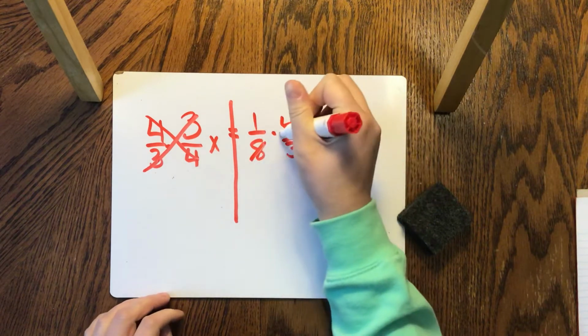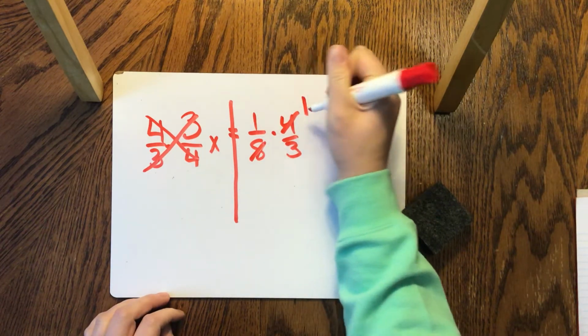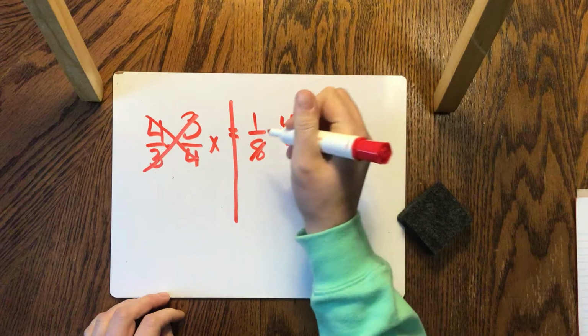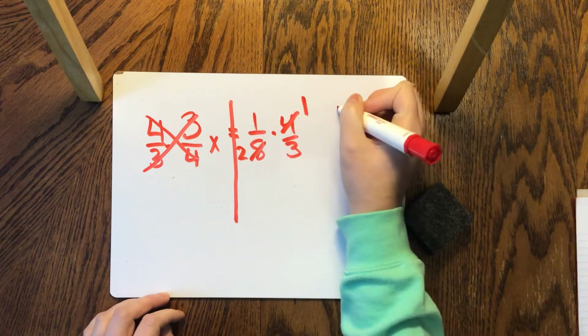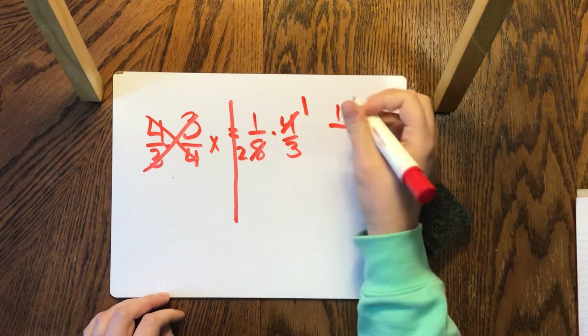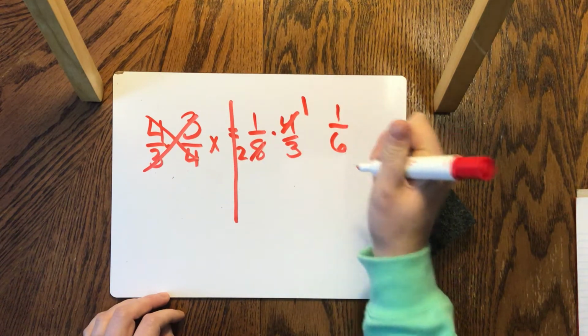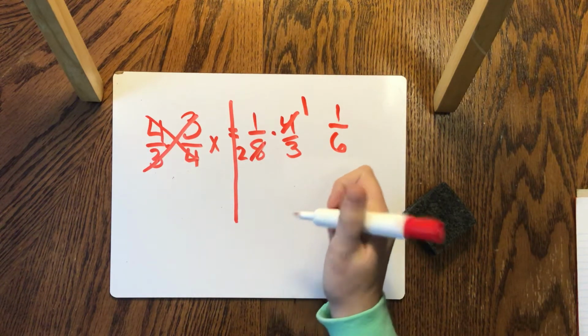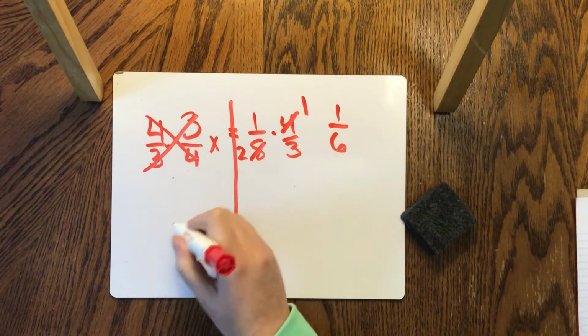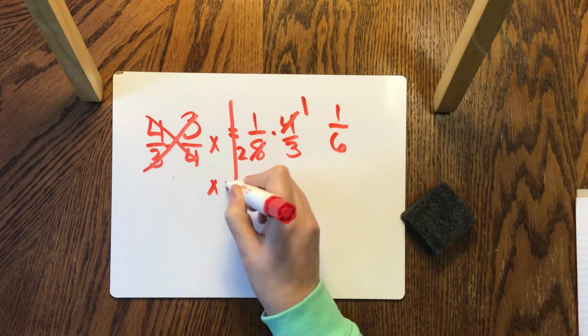I'm going to cross cancel. I'm going to make this a 1 because 4 divided by 4 is 1. 8 divided by 4 is 2. If I multiply across, I have 1. Multiply across, I have 6. So I got 1/6. So I have x equals 1/6.